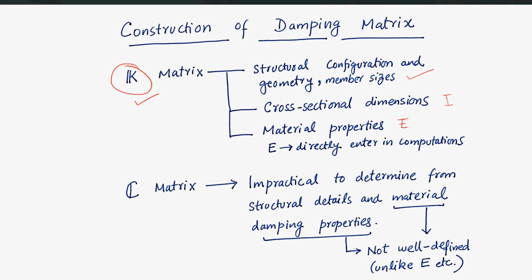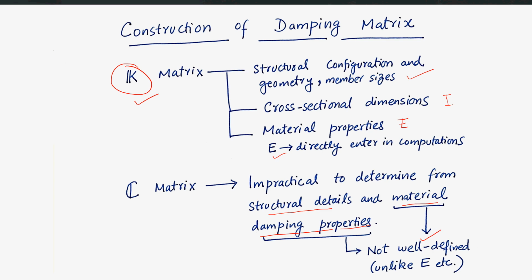It is impractical to determine the C matrix from structural details and material damping properties. Almost impractical, because most of the times the material damping properties are not well defined as compared to the material elastic properties like modulus of elasticity and other properties like Poisson's ratio, etc. So most of the times the damping properties are not well defined in case of damping.